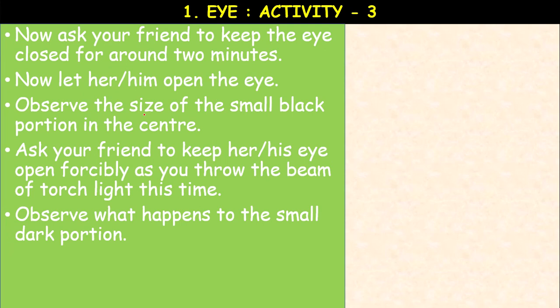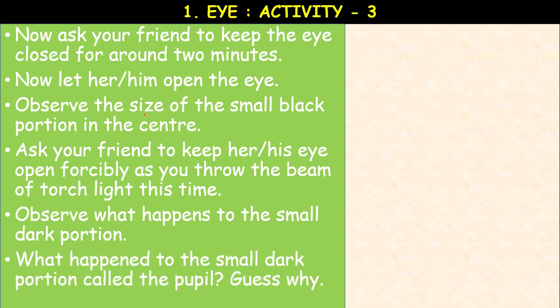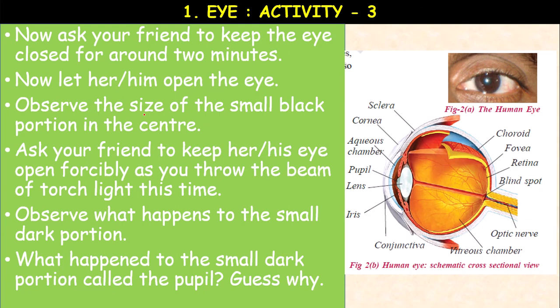Observe what happens to the small dark portion. What happened to the small dark portion called the pupil? It expands, it allows the light. Here this is the pupil, the part we are discussing. This is the portion which allows the light to pass in.